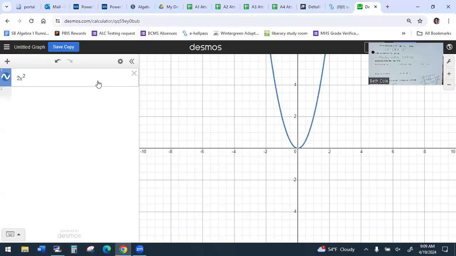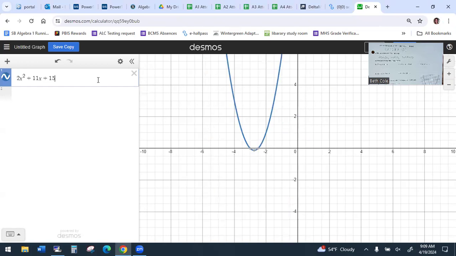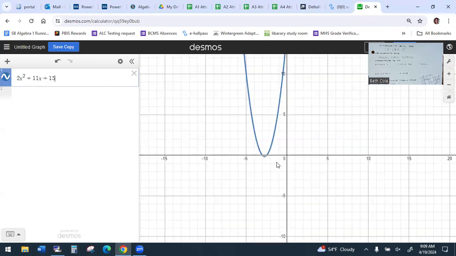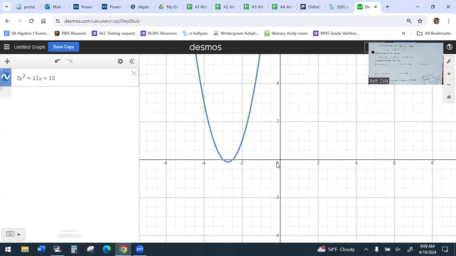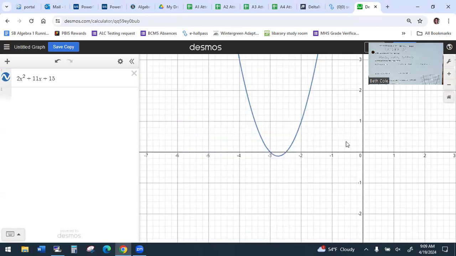2x squared plus 11x plus 15. Do you see that? I'll make it a little bit bigger. Where am I going to click? I want to zoom in. x-intercepts. Good. Are you looking? So here's the first one: -3. Write that on your paper. -3 is one of them. And then the other one is -2.5.